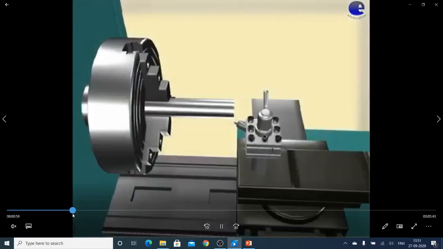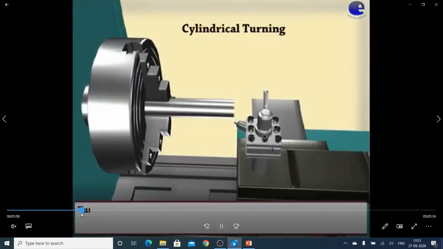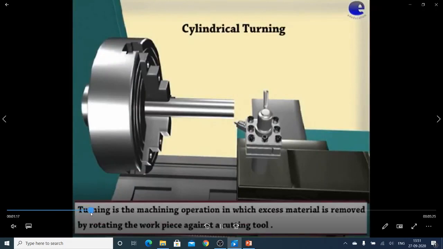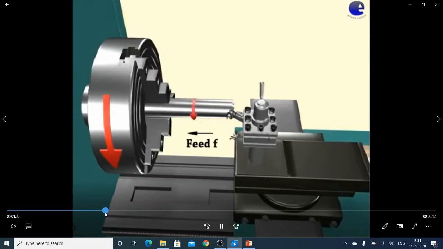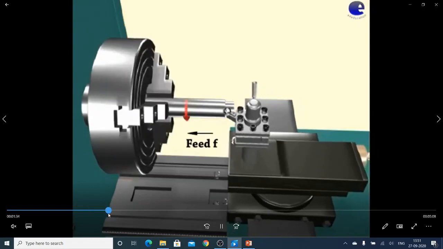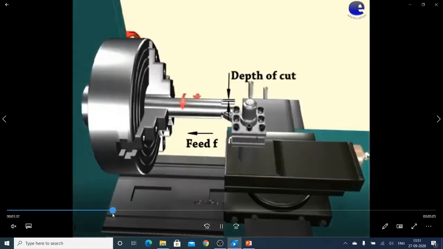Next is the turning operation. In the turning operation, the cutting tool is moving parallel to the axis of the workpiece and the diameter is reduced. Feed means movement of the cutting tool.